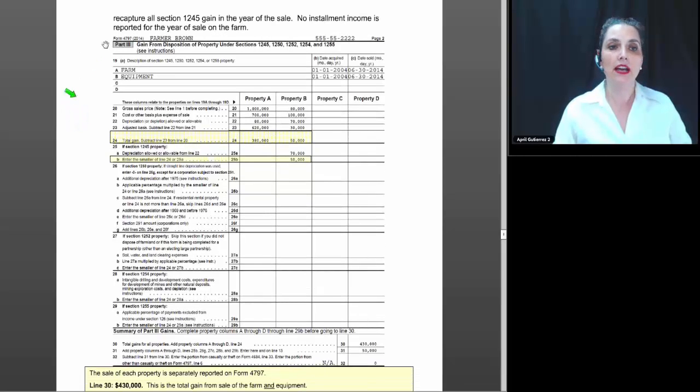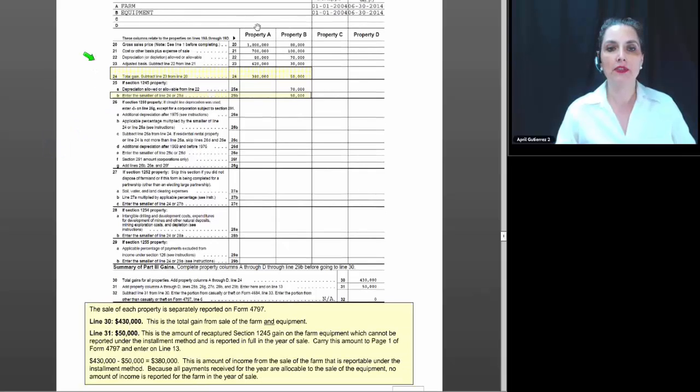We are looking here at page 2 of Form 4797. 4797 is one of those forms where you start on page 2. So we're looking at Part 3 on page 2 of Form 4797. You can see we've listed each of the assets sold, the date acquired, the date sold, and then we've broken down the two properties A and B, A being the sale of the farmland, $1 million. We show the original cost basis, we show the prior depreciation, we show the adjusted basis, and the overall gain.